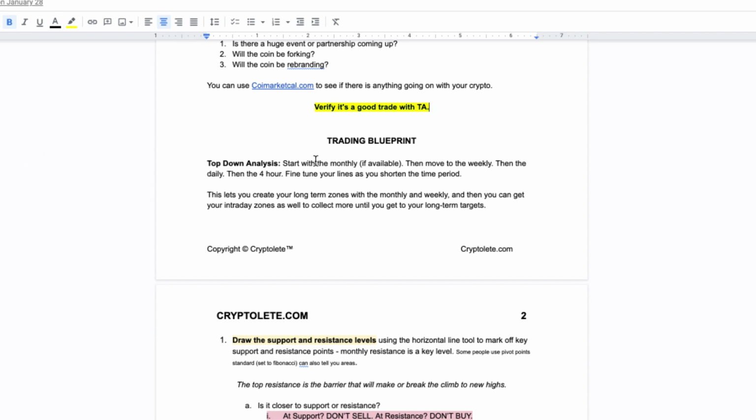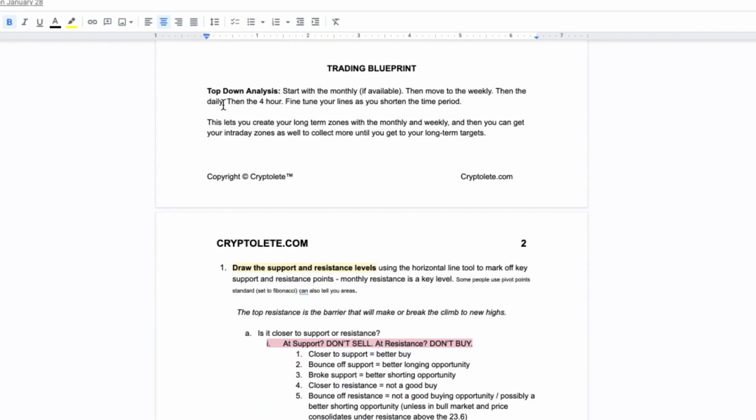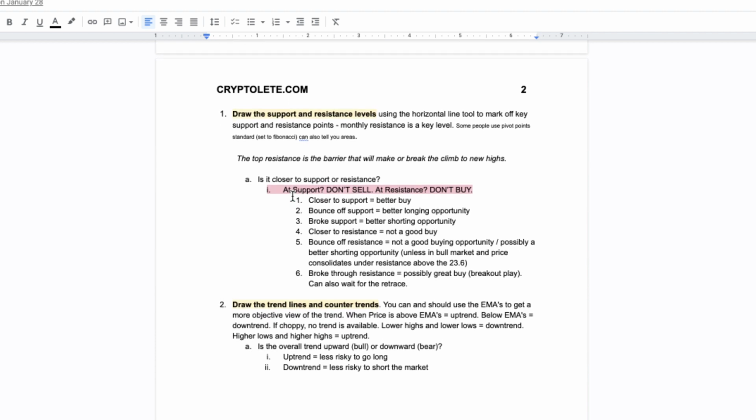Finally, let's go down with the trading blueprint. So, top-down analysis: start with the monthly if available, then move to the weekly, then the daily, then the 4-hour. Fine-tune your lines as you shorten the time period. This lets you create your long-term zones within the monthly and weekly, and then you get your intraday zones as well, collecting more information until you get to your long-term targets. That's what top-down analysis is called, where you start at the high time frames and then you go down.